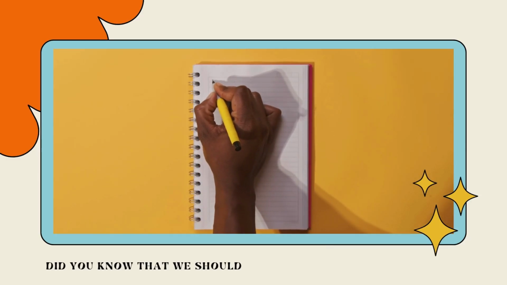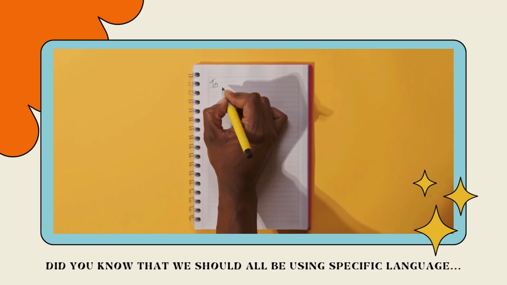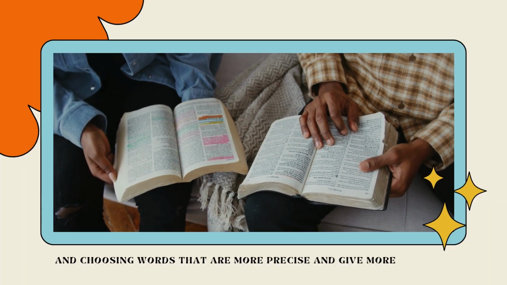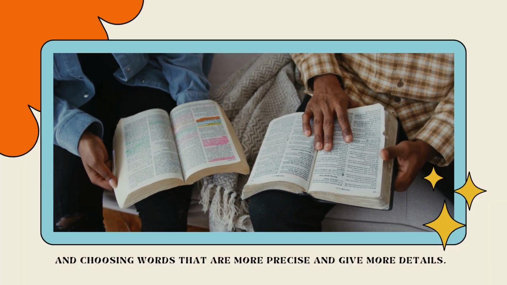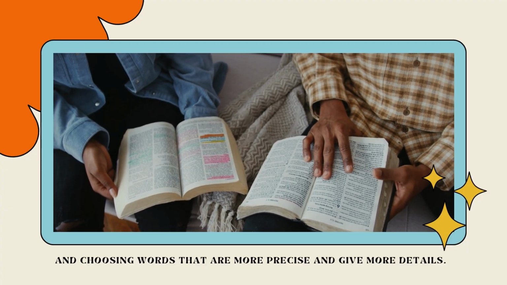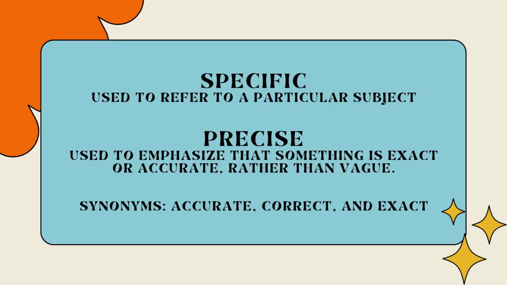Did you know that we should all be using specific language? And choosing words that are more precise and give more details. This can help readers and people who are listening to us. So, what do these words mean? Well, specific is used to refer to a particular subject. And the word precise is used to emphasize that something is exact or accurate rather than vague.